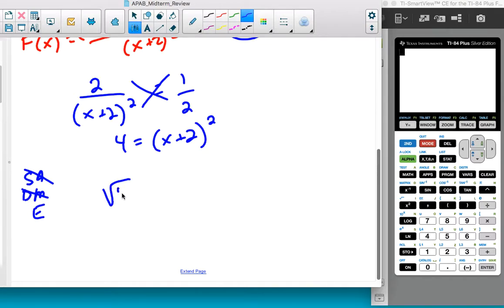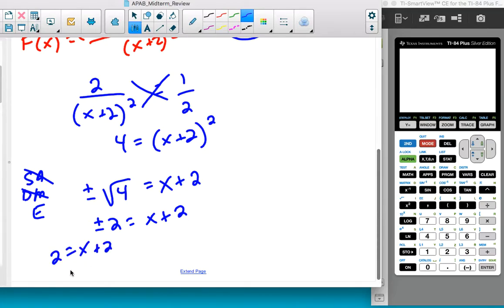So when I take the square root of that 4, I need a plus or minus, because the even root could have either a plus or minus result. So I get plus or minus 2 equals x plus 2. Either 2 equals x plus 2, in which case x is 0, or negative 2 equals x plus 2, in which case x is negative 4. So I end up with 2 possible x values that work here.